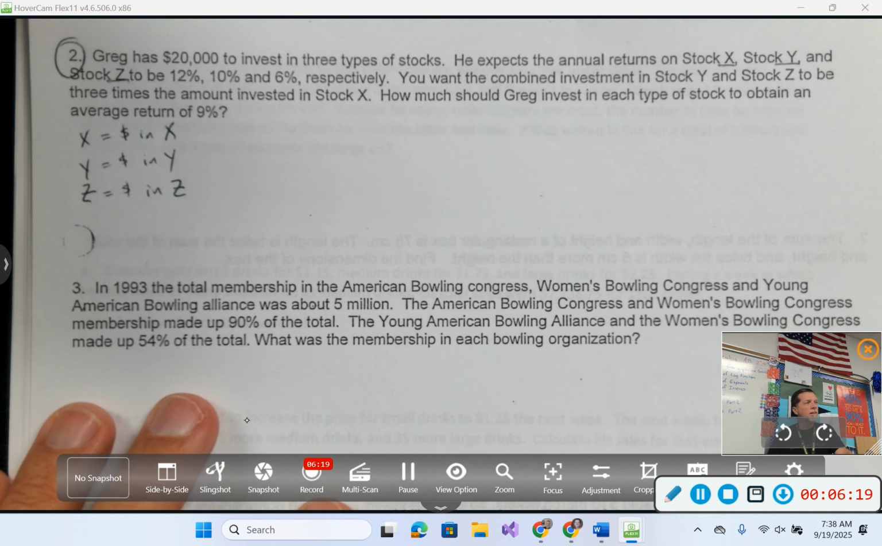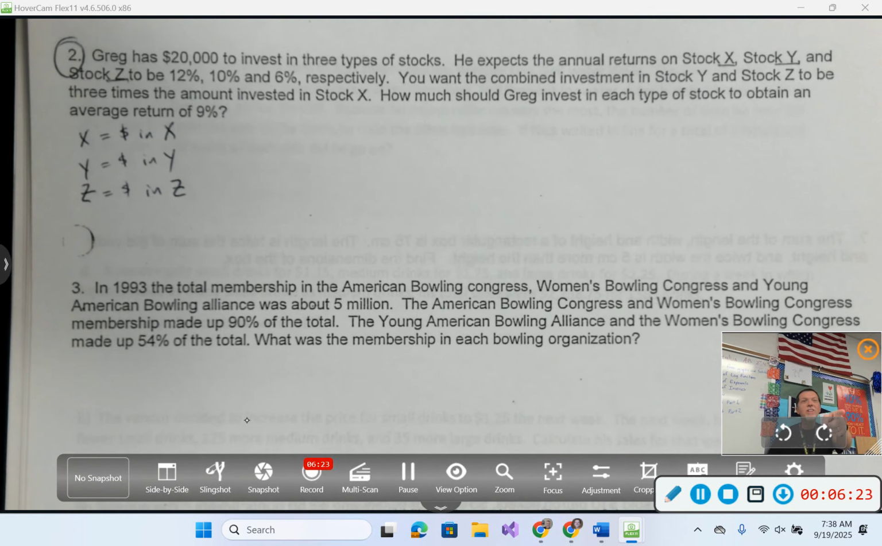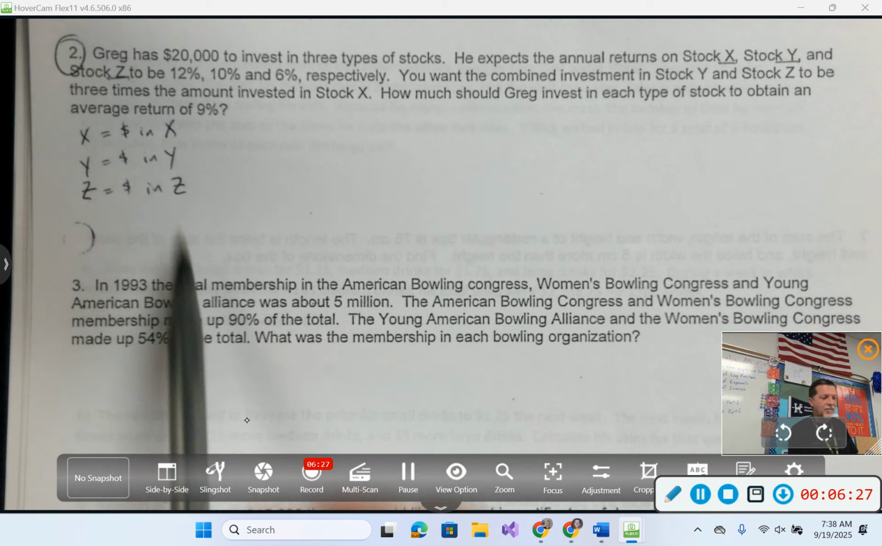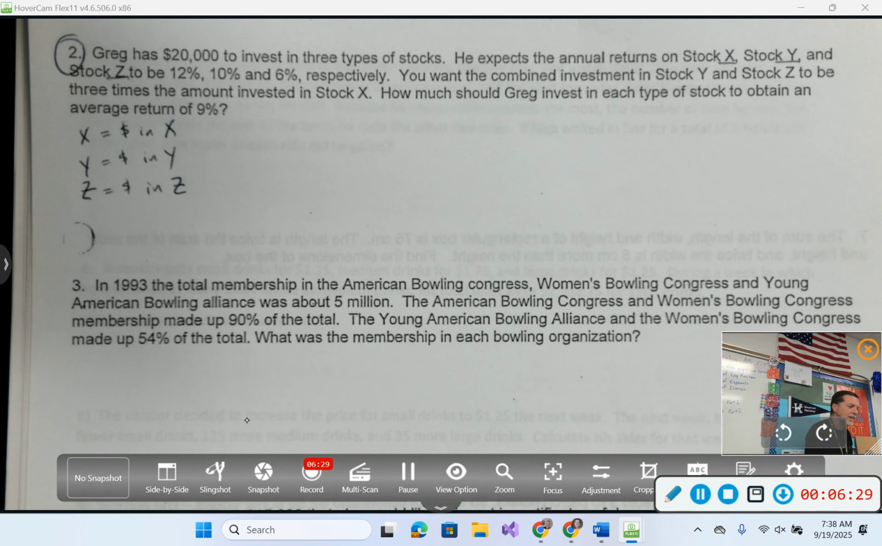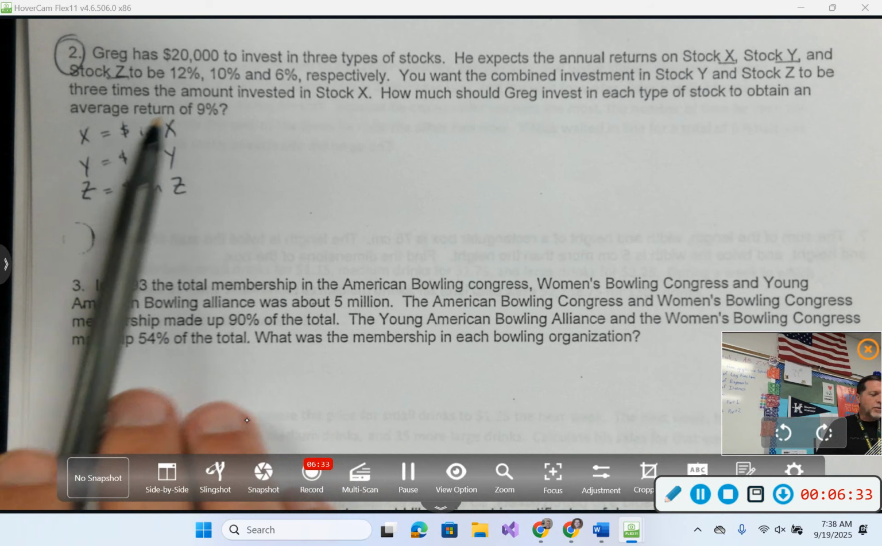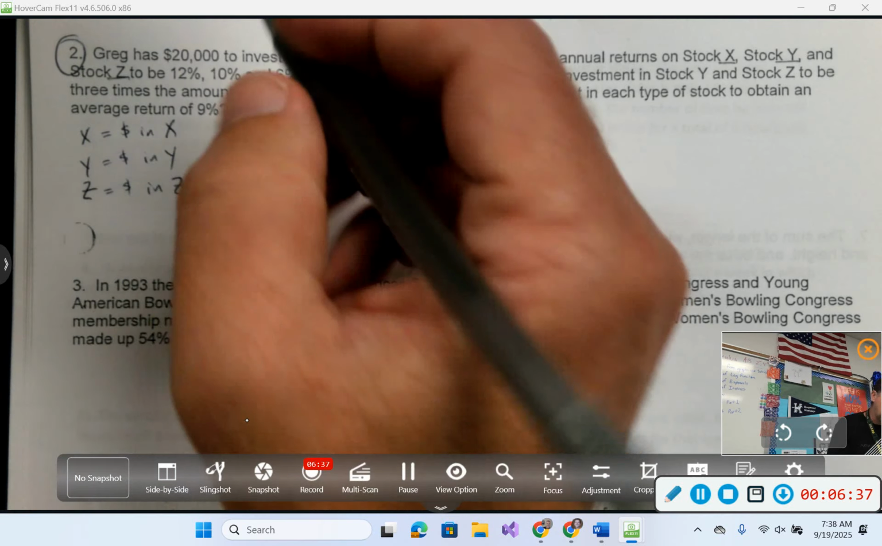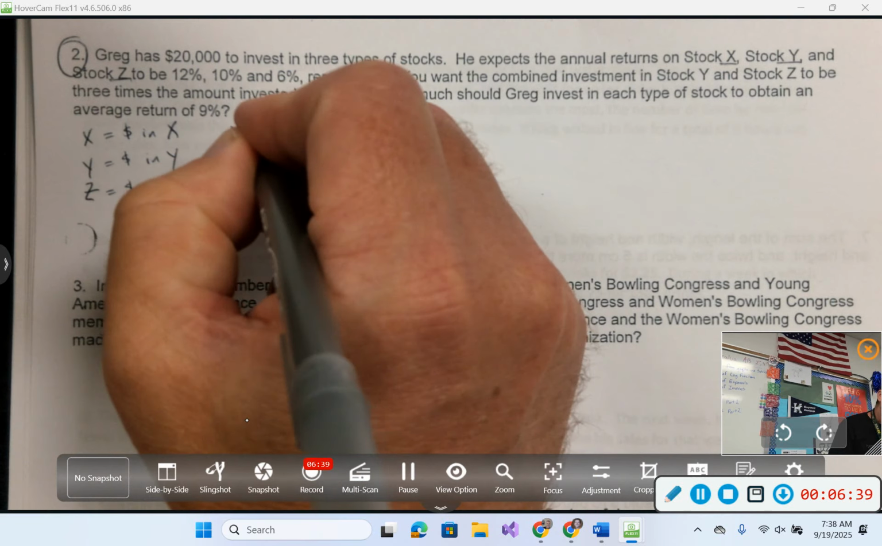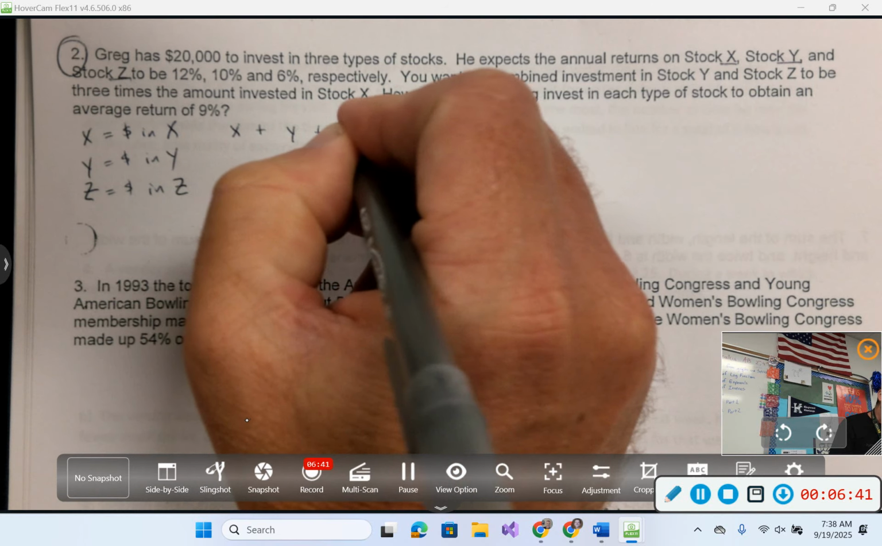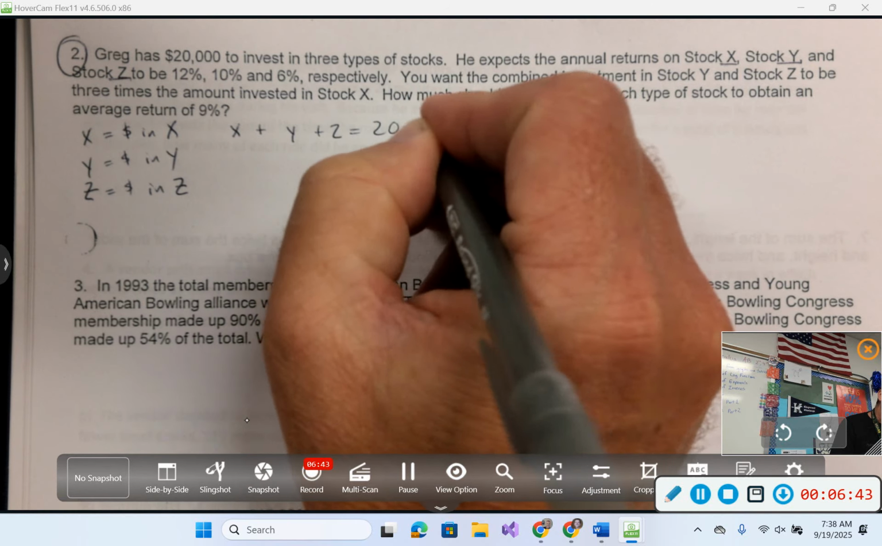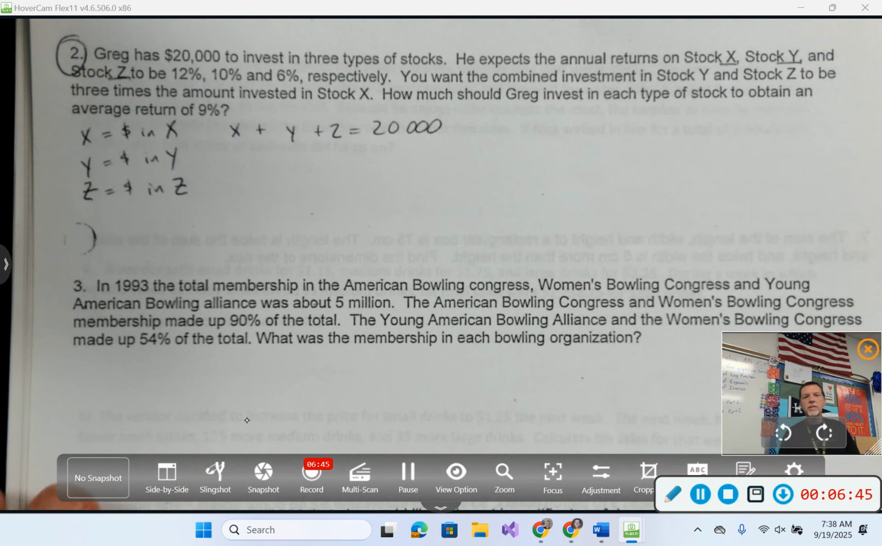He's got $20,000 to invest. That's your total. That's good. So how is that related to X and Y and Z? It's the sum. They add up. Careful, don't say all of them are equal. That would mean all of them are $20,000. No, they add up to $20,000. So X plus Y plus Z equals $20,000.